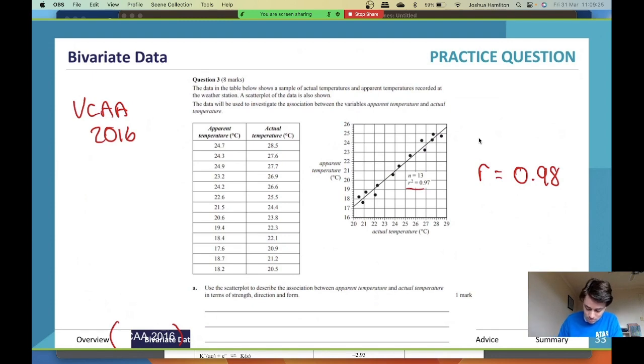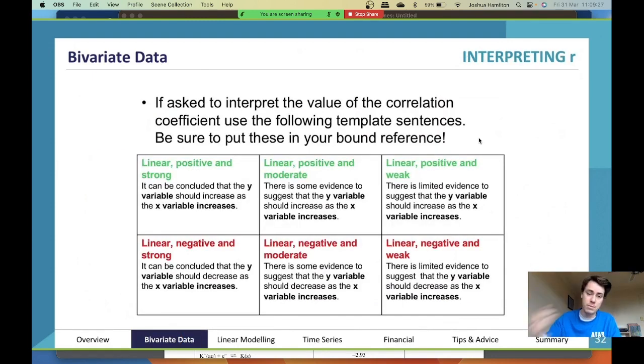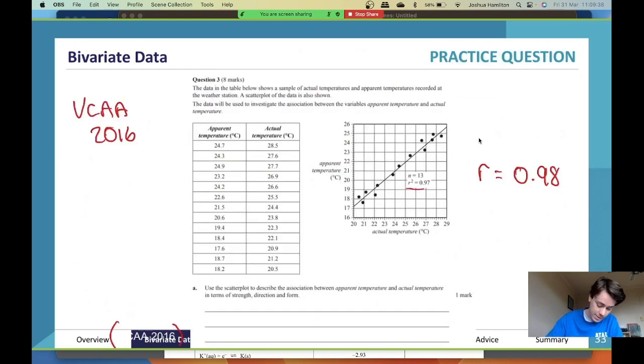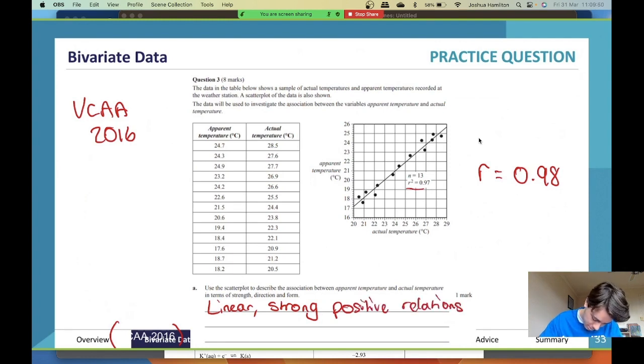So then I come back to this page here. I flip to this page in my data. We're going to go, all right, it can be concluded that the Y variable should increase as the X variable increases. And what I want to say is that I have a linear, strong, positive relationship. And then I would just write out, just for completion's sake, this little paragraph here.